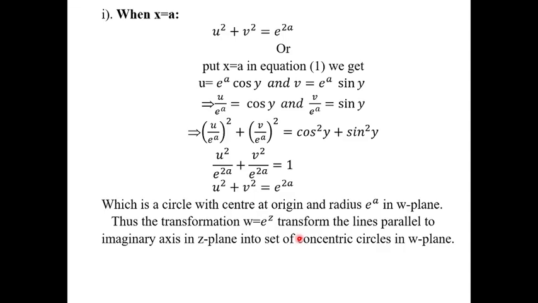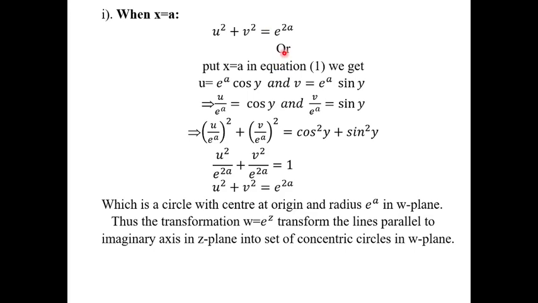Now put x is equal to a. Consider case 1. Put x is equal to a. When we put x is equal to a, what does it mean? It is a line which is parallel to the imaginary axis. Then u square plus v square is equal to e to the power of 2x, that is e to the power of 2a. This represents a circle with center at 0, 0 and radius, in place of r square we have e to the power of 2a, which can be written as e to the power of a whole square. Therefore r is equal to e to the power of a.